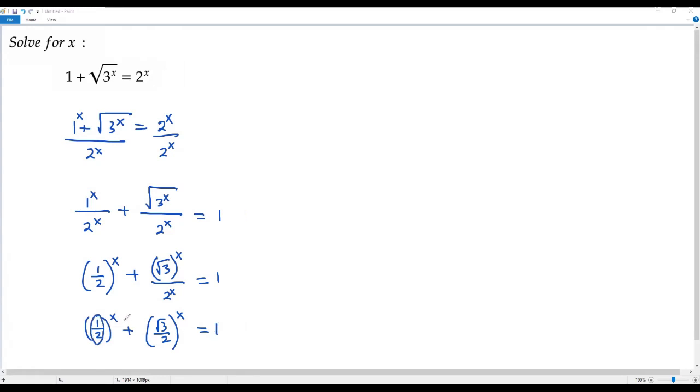Actually, this 1 over 2 is the value of the trigonometric ratio sine of a 30-degree angle, and the square root of 3 over 2 is the value of the trigonometric ratio cosine of the same angle measure, 30 degrees. So instead of 1 over 2, I can write sine 30 degrees to the power of x plus. Instead of the square root of 3 over 2, I can write the equivalent, cosine of 30 degrees to the power of x equals 1. Now we can move this exponent for the sine around. Then we get sine to the x power of 30 degrees plus, and the same thing over here, cosine to the x power of 30 degrees equals 1.